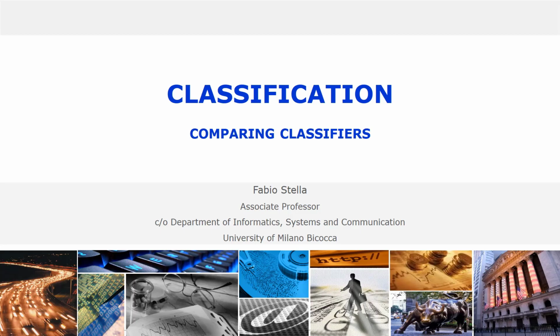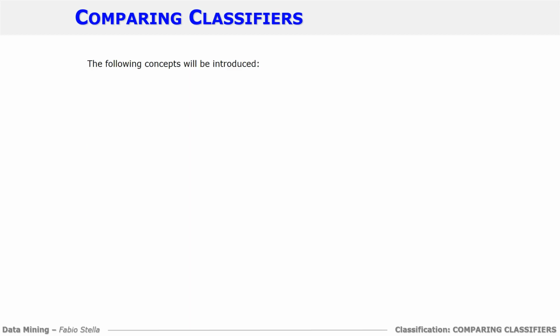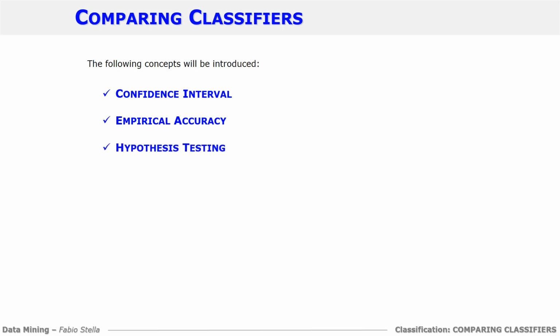Welcome to the lecture on comparing classifiers. Part of the material presented in this lecture is taken from the following book, while transcription and interpretation errors are responsibility of the lecturer. This lecture introduces the following concepts: confidence interval, empirical accuracy, and hypothesis testing, with specific reference to different test sets and the same test set.